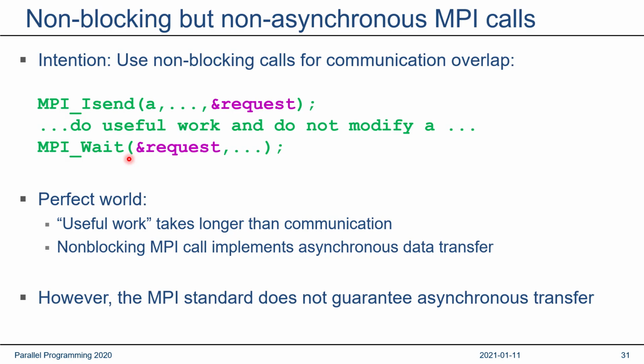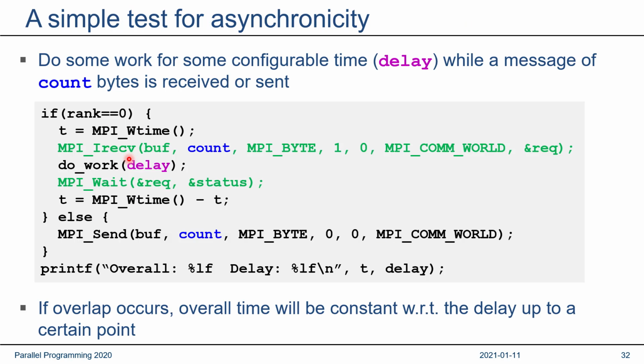However, in practice, if you read the standard, it does not say anything about asynchronicity. So the standard does not guarantee asynchronous transfer. Now you can look at MPI implementations and you will see that asynchronous transfer is supported by many of them, but only in certain contexts, not always, only under certain conditions, and it's certainly not reliable in an arbitrary context. So how do we test for asynchronicity? How do we check whether or not an MPI implementation supports asynchronous data transfers?